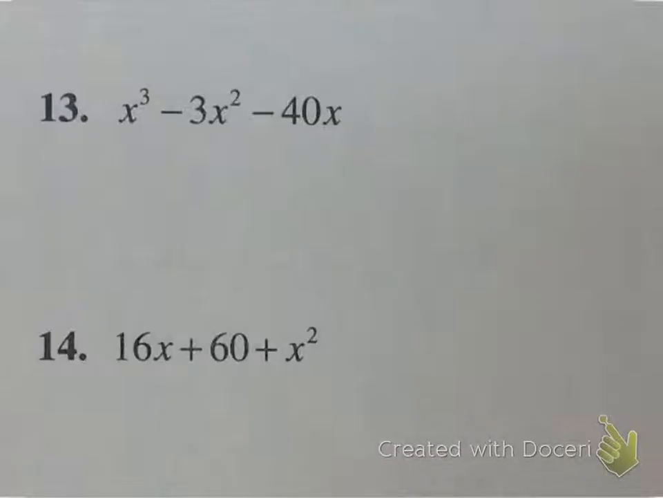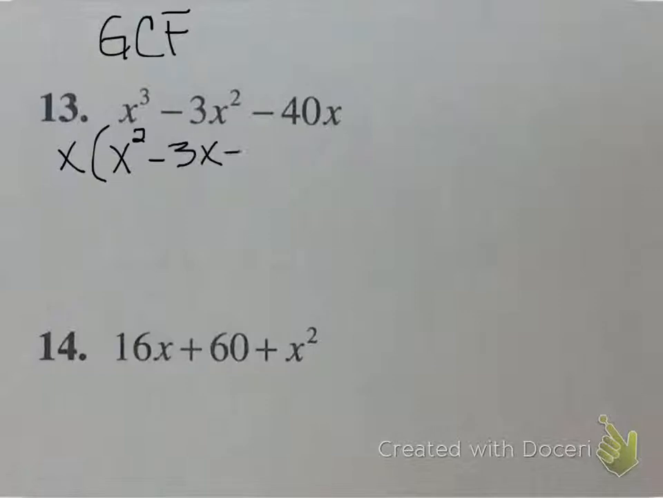Two more, and I want to do these two because they look a little bit different than what we've been doing. The first one actually starts off with an x cubed. We haven't done one of those before. So I've got x cubed minus 3x squared minus 40x. Hopefully you notice that all three of these terms have a GCF. You should always look for a GCF first when you're factoring any problem, and if it has a GCF, then we're going to factor that out. They all have an x, so I can start off by factoring an x out. That leaves me x squared minus 3x minus 40.